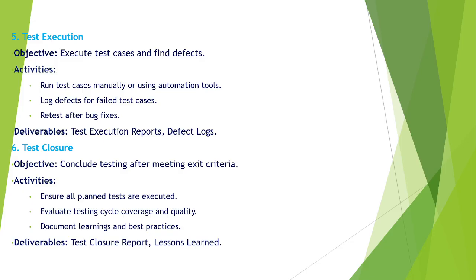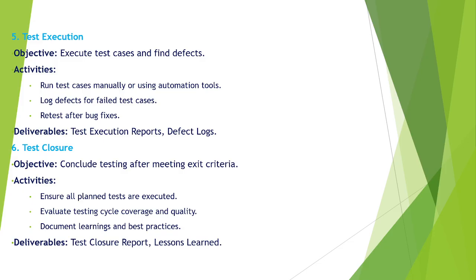On fifth point, test execution. What is the objective? To execute test cases and find defects. On activities, run test cases manually or using automation tools. Log defects for failed test cases. Retest after bug fixes. And the final deliverables will be test execution reports, defect logs.